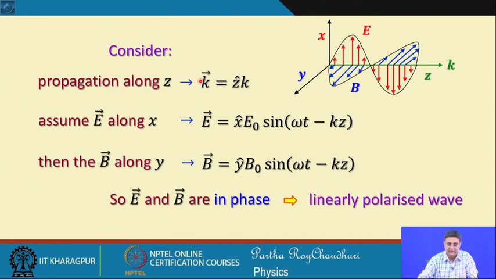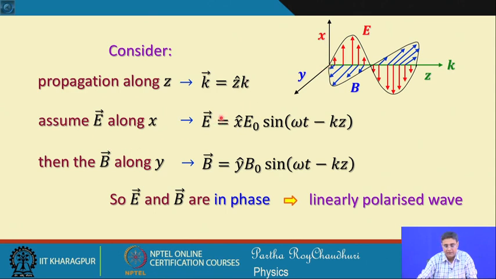So, let us consider a situation where the wave is propagating along the z direction. You can write the k vector as z unit vector times k, where k is the magnitude of the propagation vector. And you also assume that the electric field E is along x. In the earlier occasion also we assumed the same convention: the propagation is along z and the electric field is oriented along x.